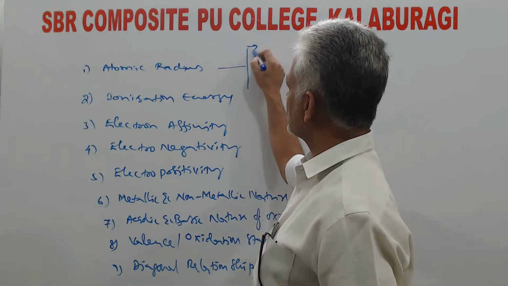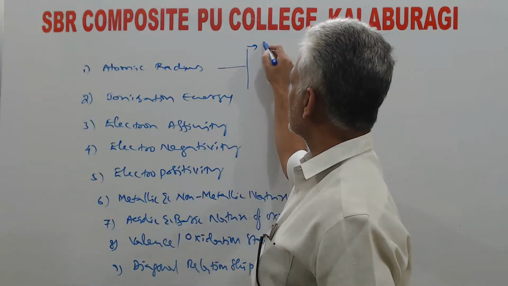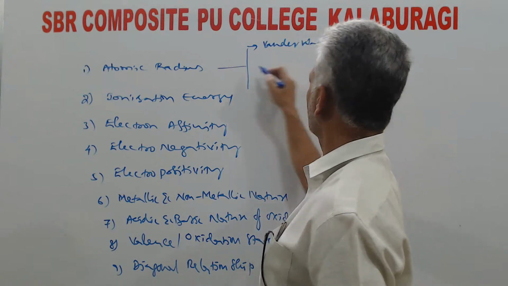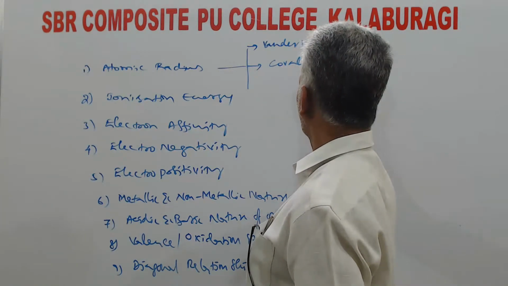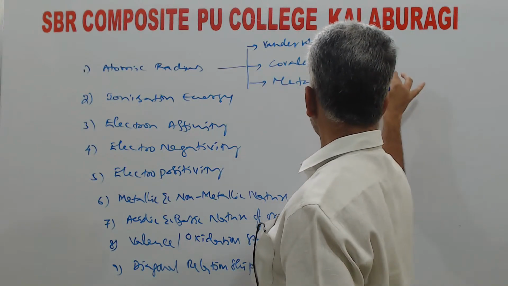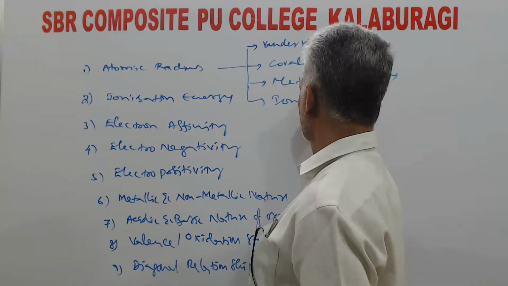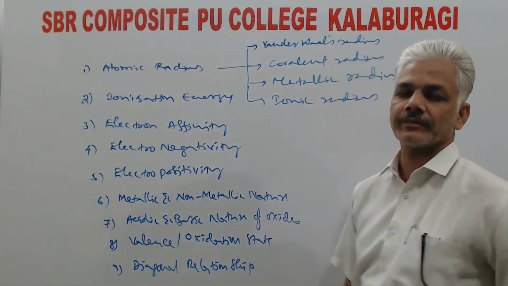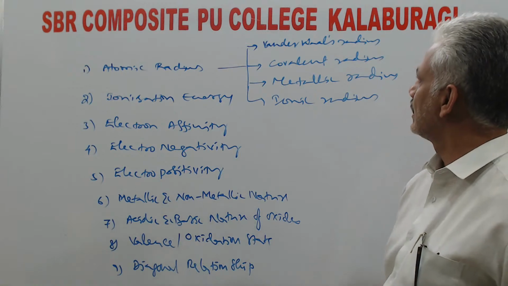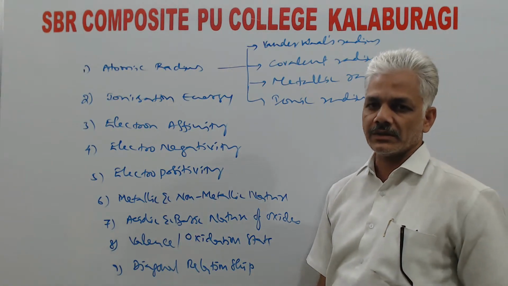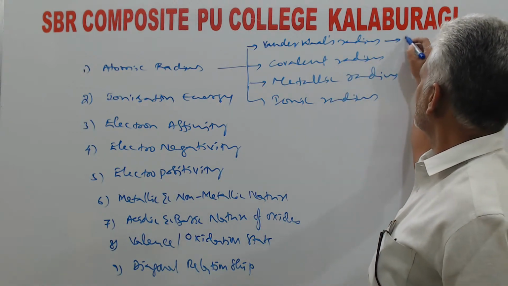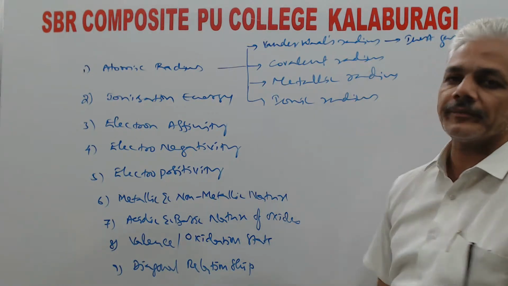Therefore, various terms have been introduced, like van der Waals radius, covalent radius, metallic radius, and ionic radius. Van der Waals radius is defined as half the internuclear distance between two atoms that are bound by means of van der Waals forces of attraction. It is applicable for inert gases in general.